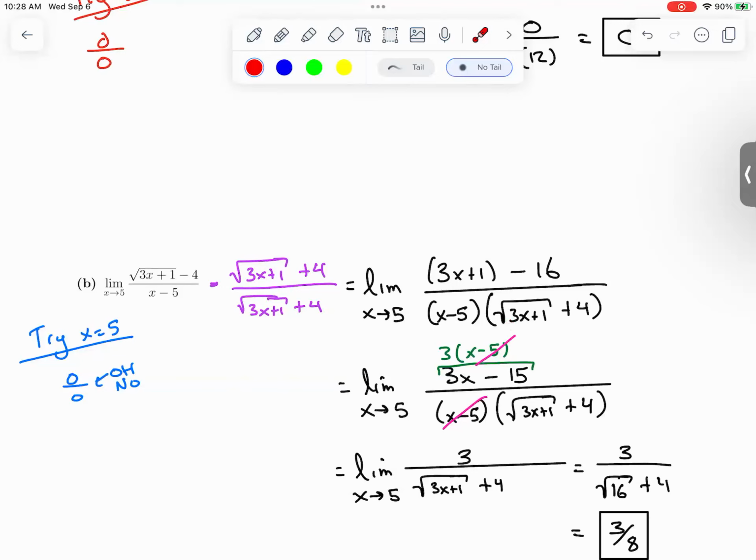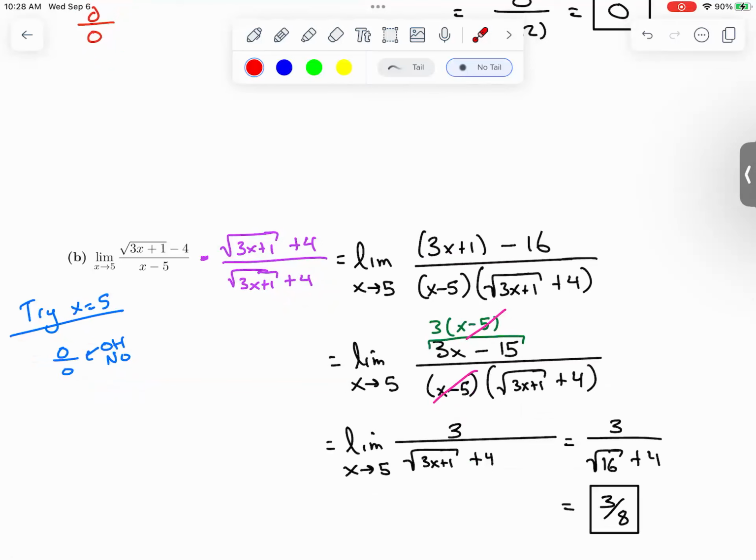plus 4. Now, luckily for us, when we combine like terms here, we get 3x minus 15, which has a common factor of 3, which we can pull out front. So we get 3 times x minus 5. The x minus 5s cancel. We get to here. The limit as x approaches 5 of 3 over the square root of 3x plus 1 plus 4. And then we can plug in the value and we're all gravy.